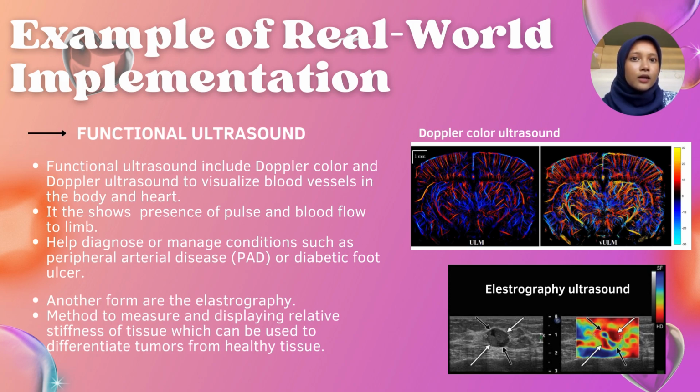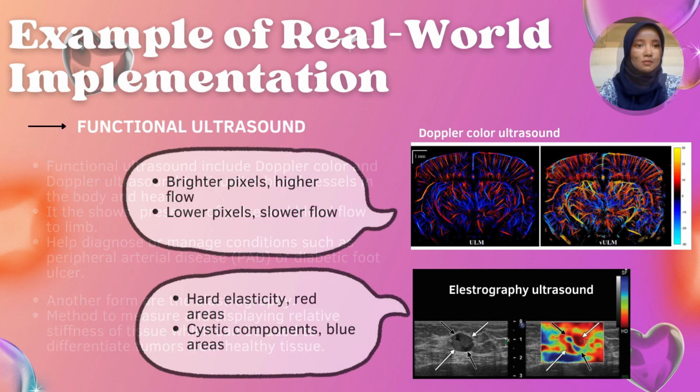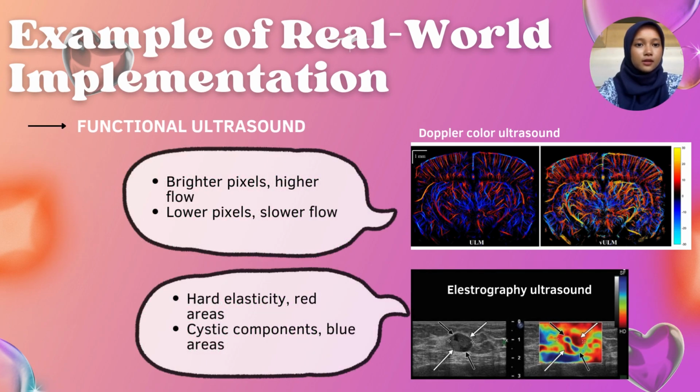Next, there is another form of functional ultrasound, which is elastography. It is a method to measure and display the relative stiffness of a tissue, which can be used to differentiate tumors from healthy tissues. For the next slide, it shows us an example of Doppler color ultrasound and elastography ultrasound.